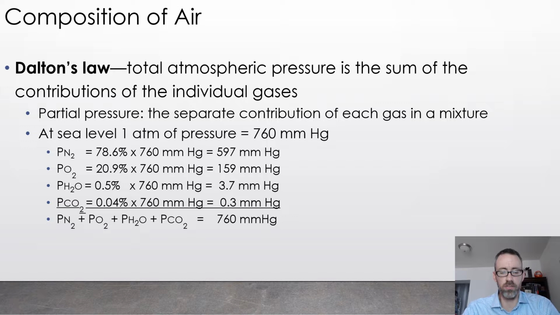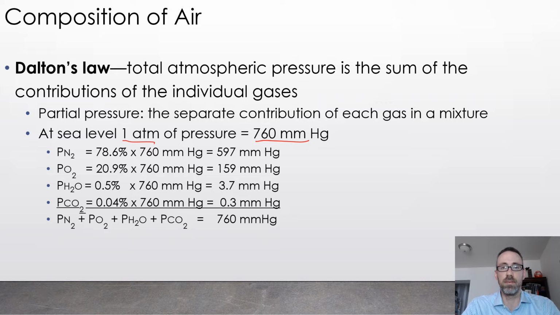So first, before I go any further, we have to talk about Dalton's law. All right. So this is the total atmospheric pressure. All right, it is the sum of the contributions of the individual gases that I just spoke about. So I mentioned that at sea level, the atmospheric pressure is 760 millimeters of mercury. That's the same as saying 1 atmosphere. All right, so those are equivalent amounts here. So here again, here's 1 atmosphere. It's equal to 760 millimeters of mercury. And again, that's sea level pressure. If we go to higher altitudes, the pressure would decrease.